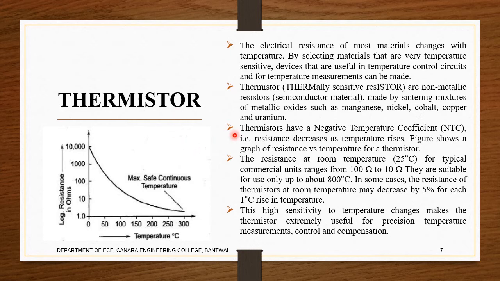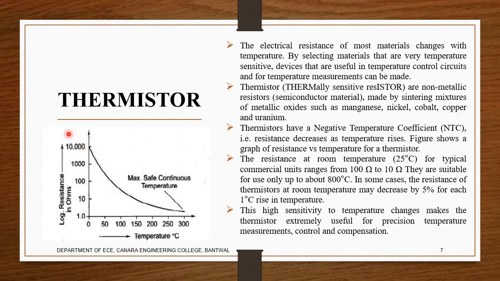Thermistors have a negative temperature coefficient, that's why we call it an NTC. What is this negative temperature coefficient? Its resistance decreases as temperature rises, so they are reverse. You can see in this graph, as the temperature is high, the resistance is very low.